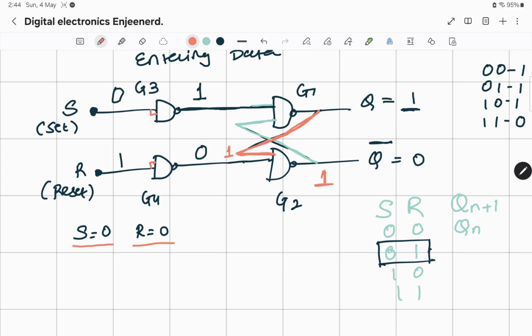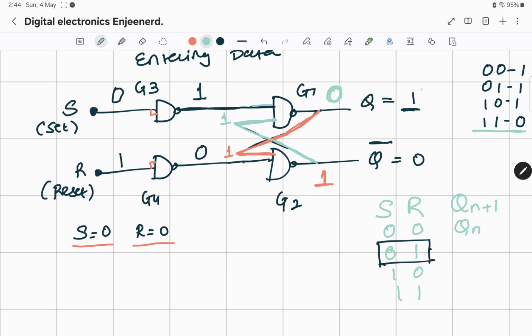This new 1 is now traveling as feedback on this blue line and coming here at the input of G1. This is 1, and my G3 is also giving me 1. So 1 into 1 is nothing but 0 for NAND. So the new output of G1 is 0.